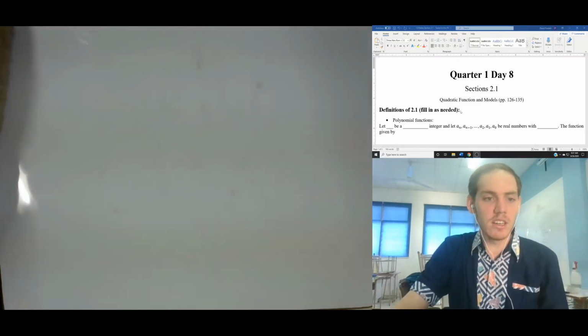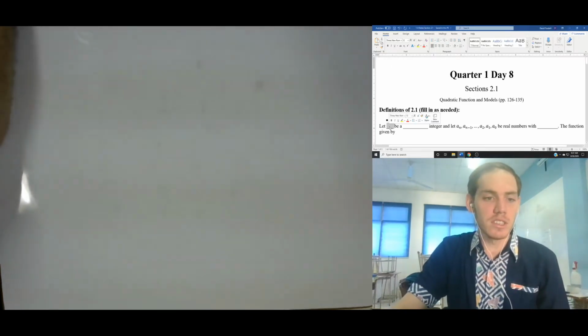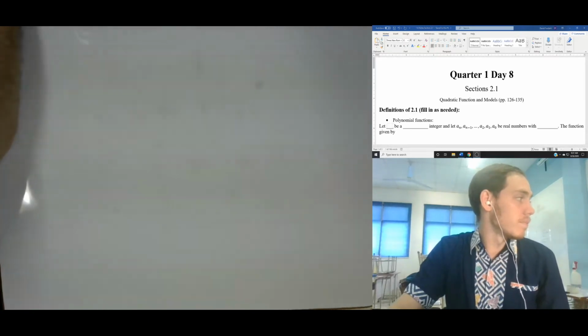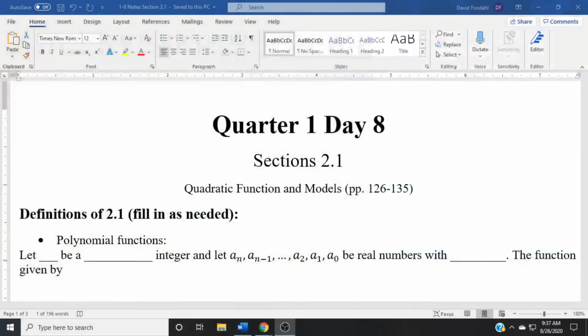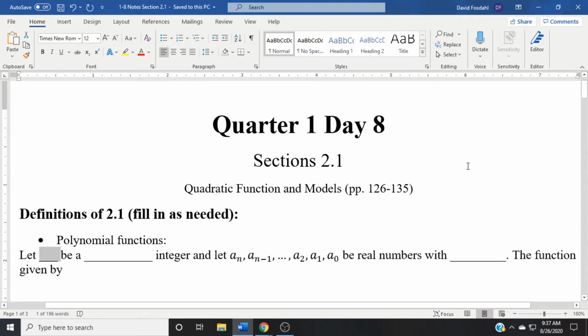Okay, so today we're only covering 2.1, polynomial functions. I'm actually going to fill in the definitions first, and then we're going to go over questions, okay? So if you have questions over why didn't we go over examples first in the book, just don't worry about it. Okay, so we're going to start with this one.